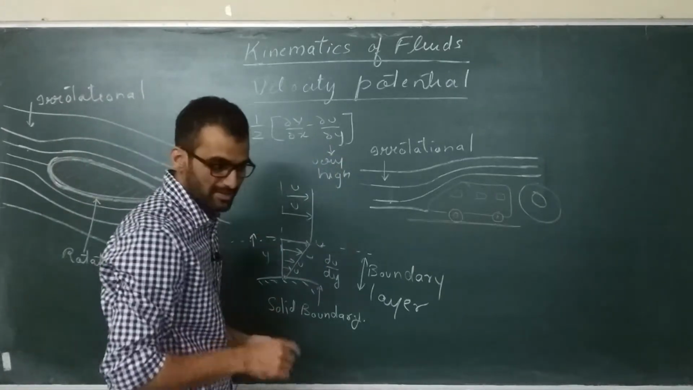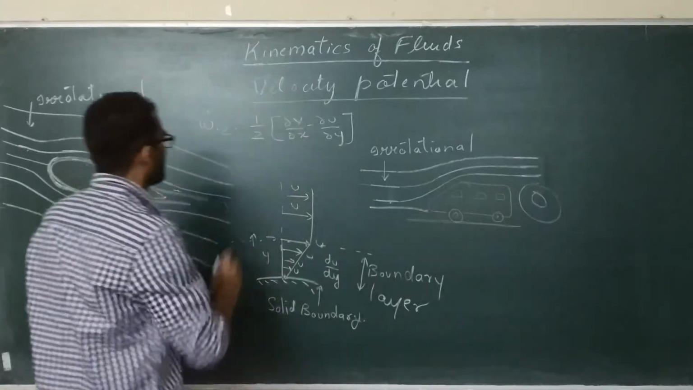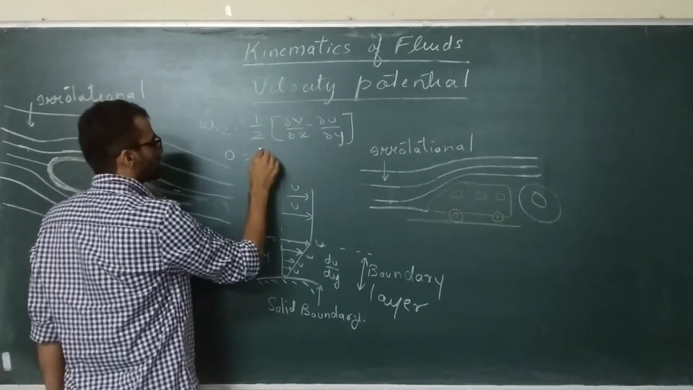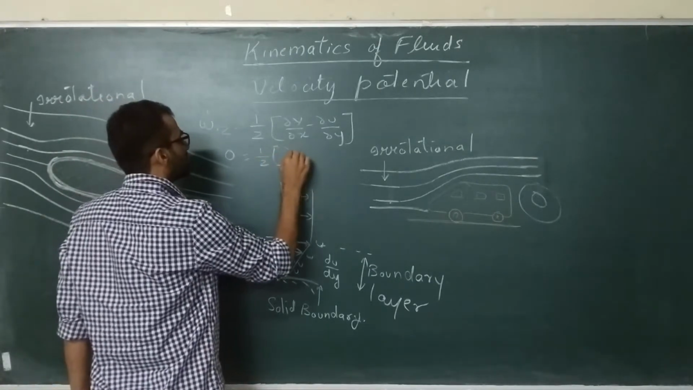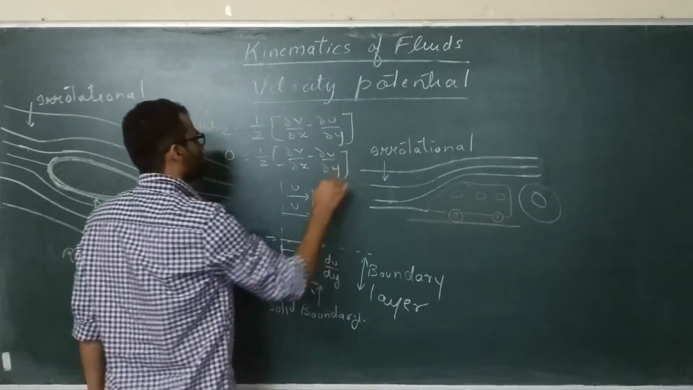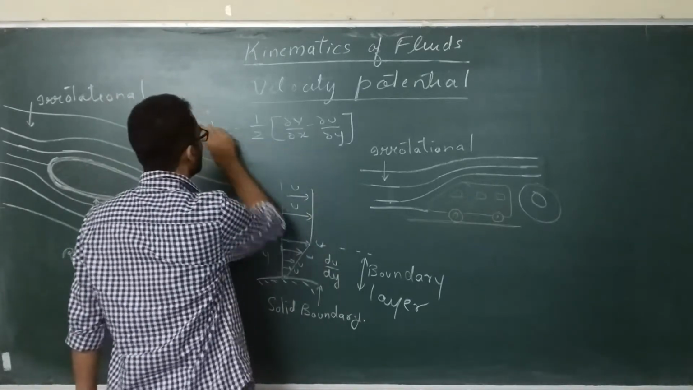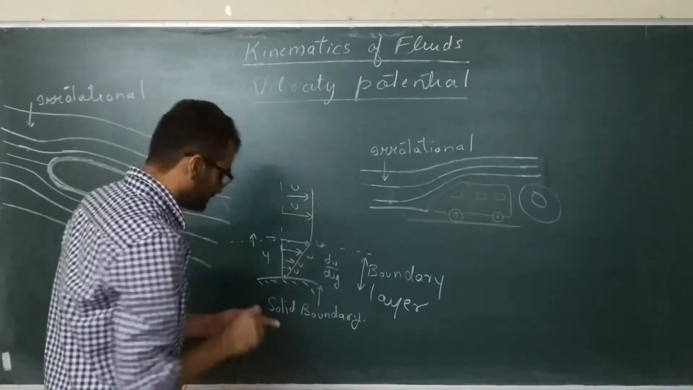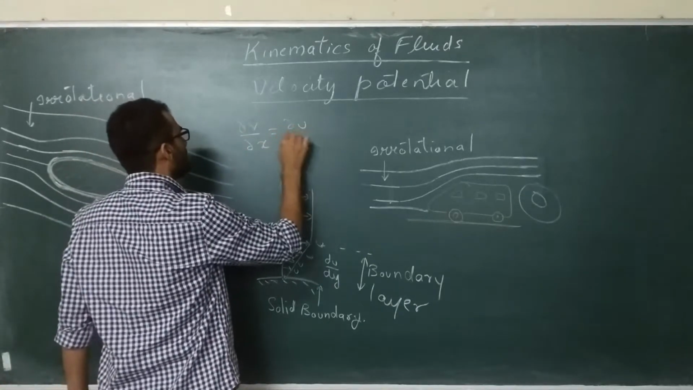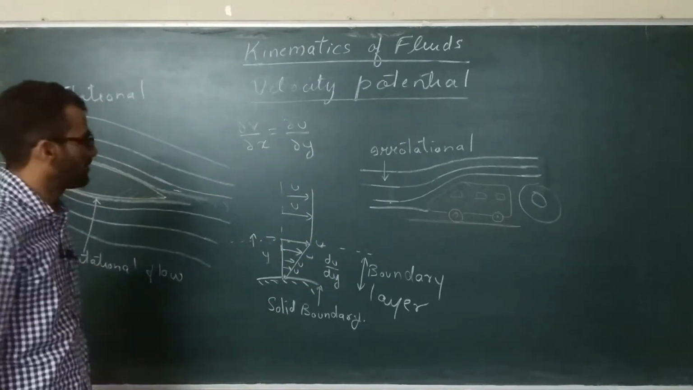First we'll see what the condition of irrotational flow is. I will just revise it; earlier we have seen that condition. So omega z should be 0, therefore half of del v by del x minus del u by del y should be 0. So for irrotational flow, del v by del x should be equal to del u by del y. If this is the condition, you will get an irrotational flow, irrotational motion.